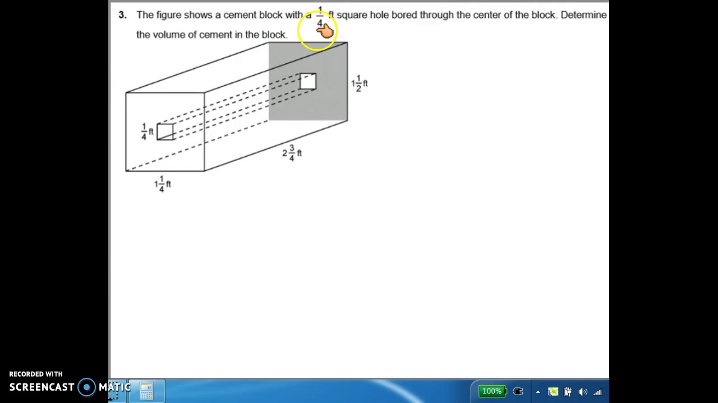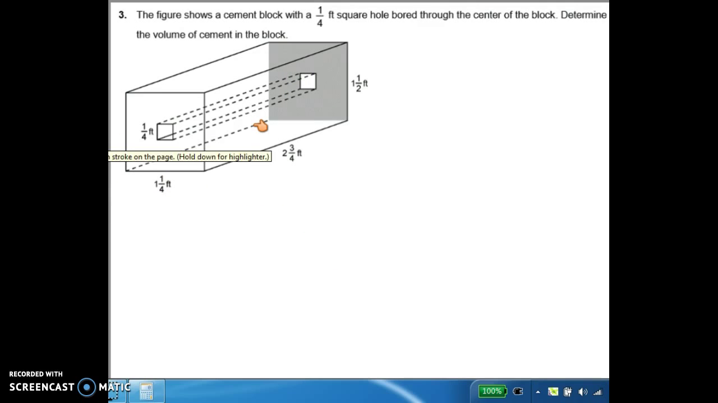The last problem says, the figure shows a cement block with a 1/4 foot square hole bored through the center of the block. Determine the volume of cement in the block. So they want the volume without that hole there. So first we have to find the volume. Then we have to find the volume of this hole that they bored through and subtract that from the overall volume. So we've got a couple steps on this one.